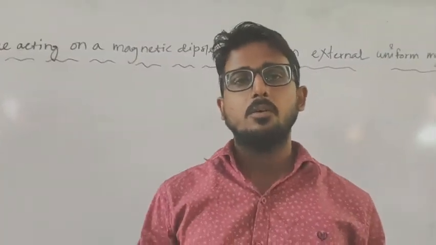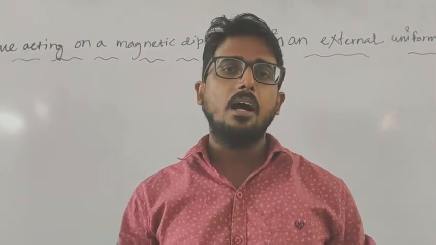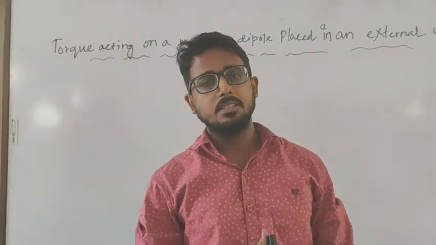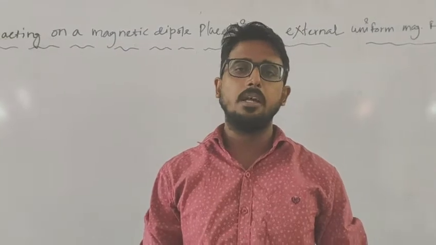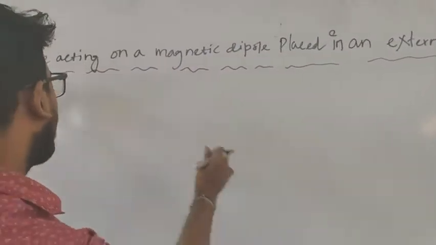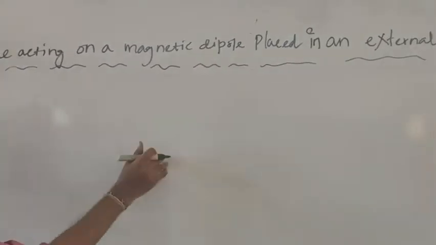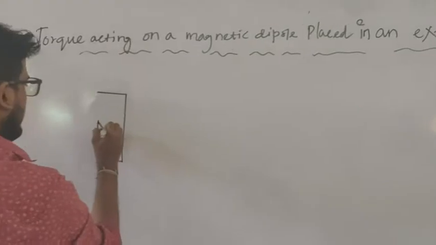In the previous class we already discussed what a magnetic dipole or bar magnet is and how to calculate the magnetic field strength at an axial and equatorial point, and at any arbitrary point, due to a magnetic dipole or bar magnet. So today we will discuss what will happen if a magnetic dipole is present in an external uniform magnetic field. So let's say this is an external magnetic field.